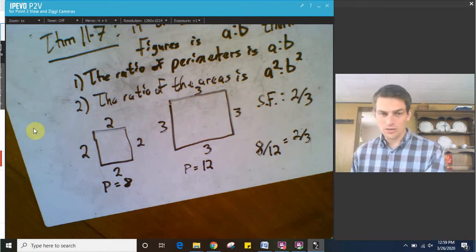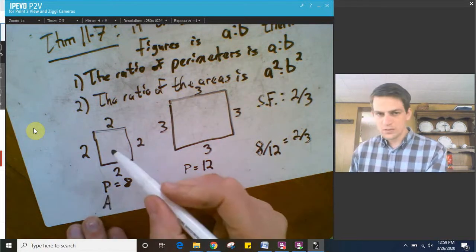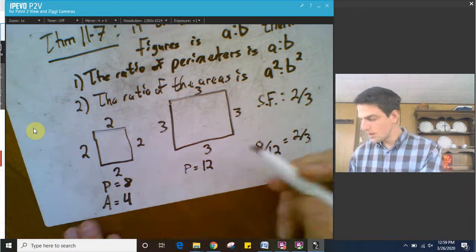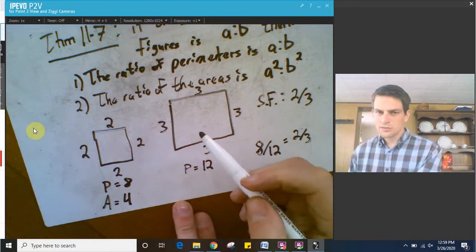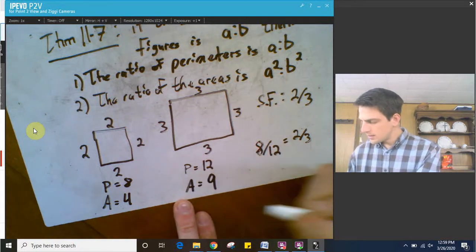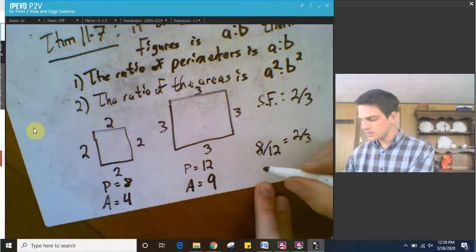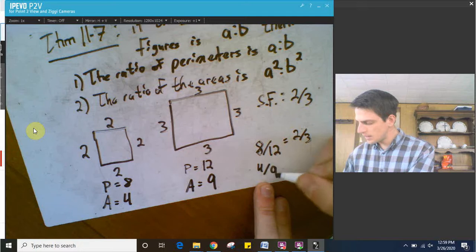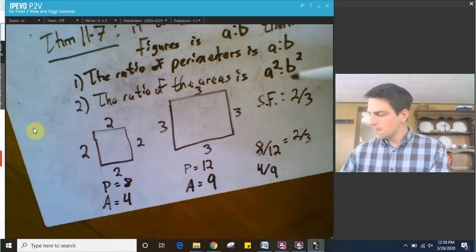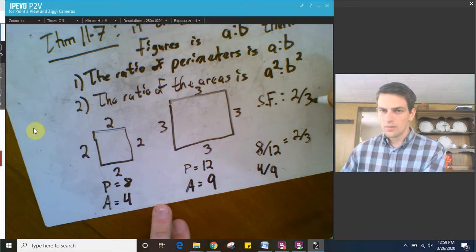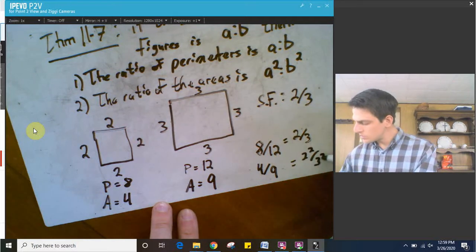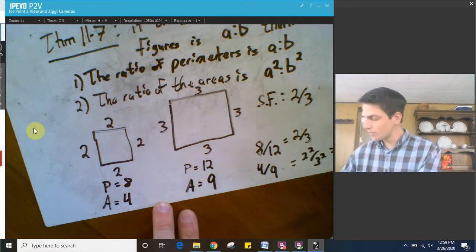When we look at the areas, it's going to get a little more interesting. The area of this first square is going to be 2 times 2, which is 4, or 2 squared. The area of the second figure is 3 times 3, which is 9. So our ratio of the areas is going to be 4 to 9. Our theorem says the ratio of the areas is A squared to B squared. We said A was 2 and B was 3, so that would be 2 squared over 3 squared, which is, in fact, without even reducing, 4/9.